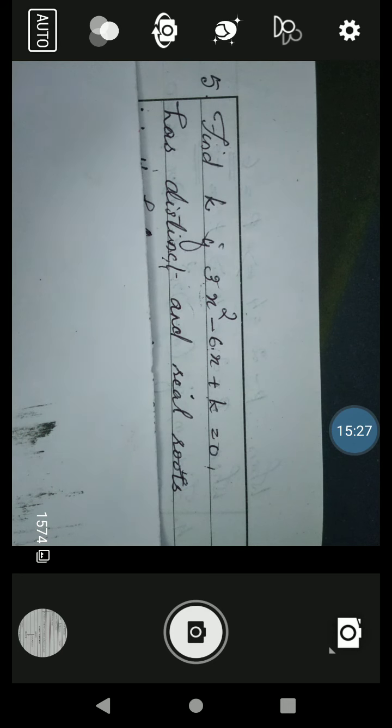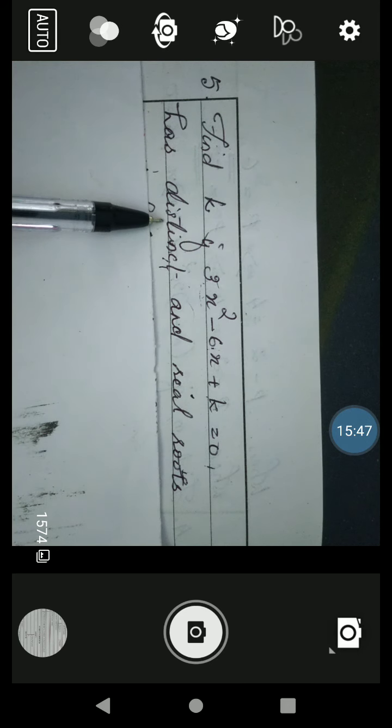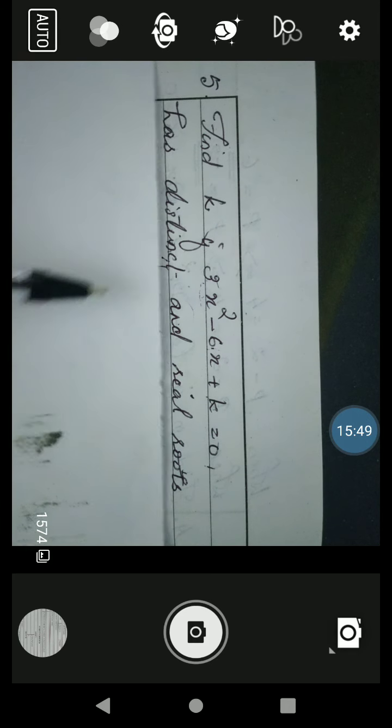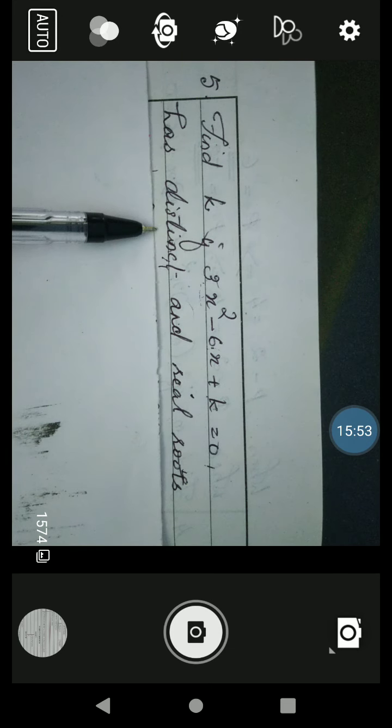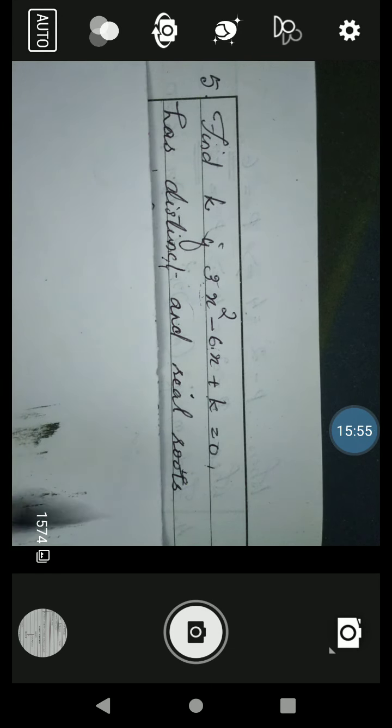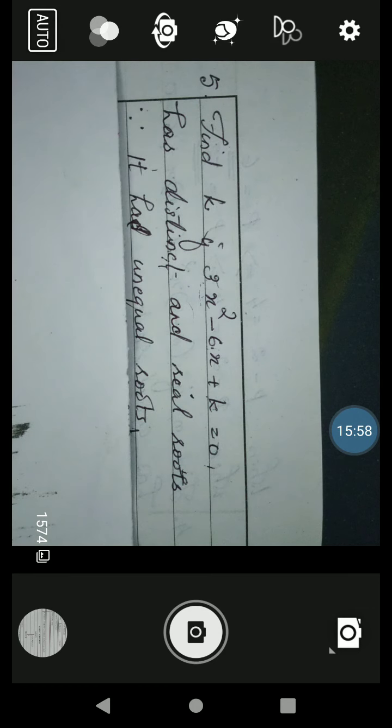Next question, question number 5, and 2 and 3 homework. Now find k if 3x square minus 6x plus k equal to 0 has distinct and real roots. What is the meaning of distinct? Distinct means two different, unequal. Distinct, two different, and real roots.